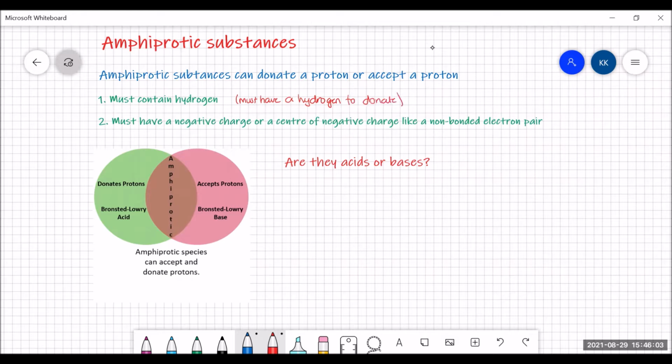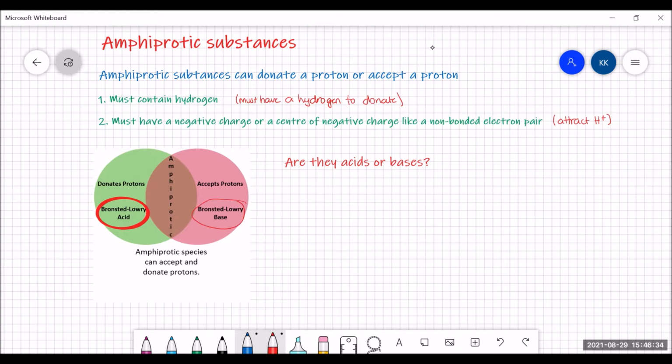But also they must have some center of negative charge. So they either have a negative charge or they have some non-bonded electron pairs, and that's so that they can attract H+ to themselves. Now, of course, being able to donate a proton makes you a Bronsted-Lowry acid, and being able to accept a proton makes you a Bronsted-Lowry base.